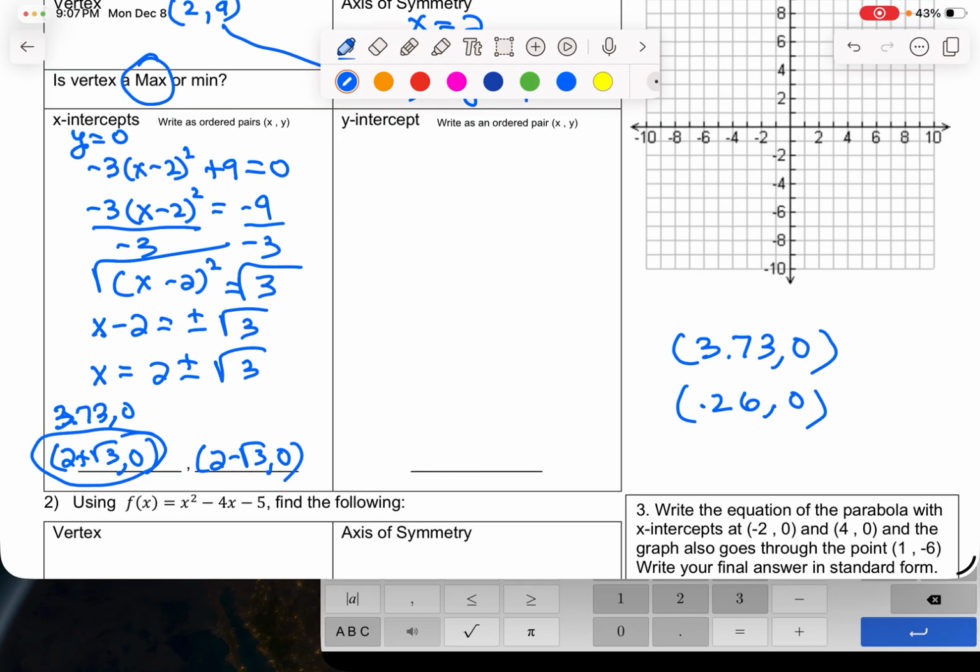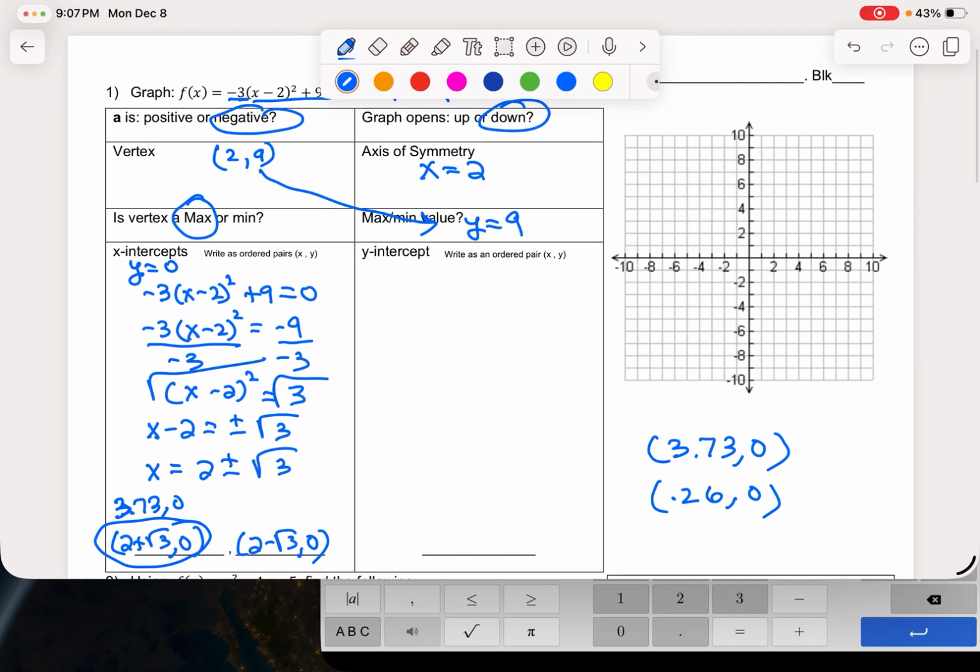If I go over here and plot those, the point I know already is (2, 9), which starts me here. I'm going to draw in my axis of symmetry. 3.73 is right about there, and 0.26 is there. So I have 3 of the 5 points I need to plot.